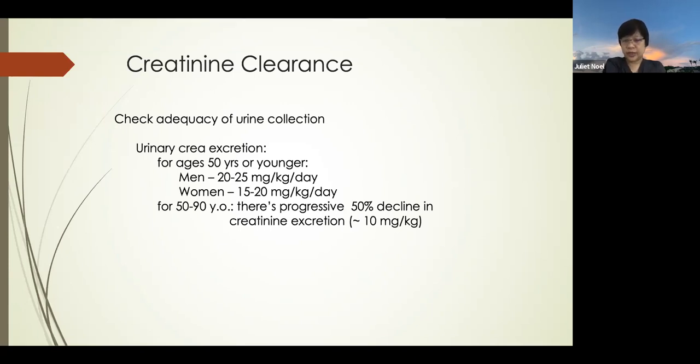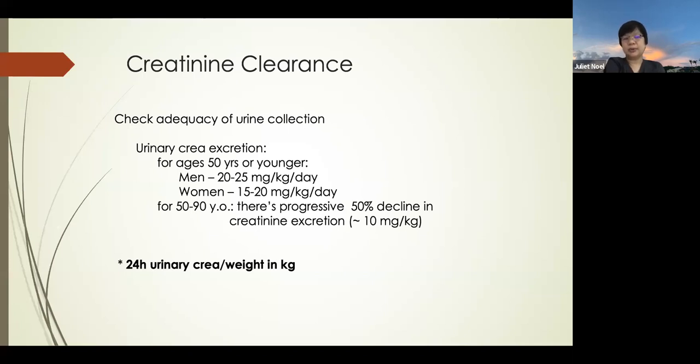So to check for the adequacy, you check the 24-hour urinary creatinine of the patient divided by the weight of the patient. So for example, the patient is 50 kilogram. Then the 24-hour urinary creatinine is 1,000 milligram. So 1,000 divided by 50, that's 20 milligram per kilo. So with that, that is adequate.